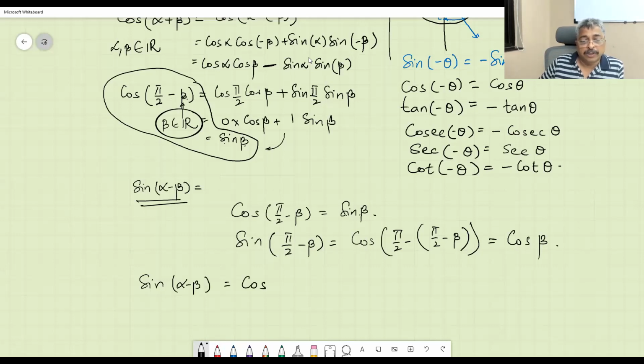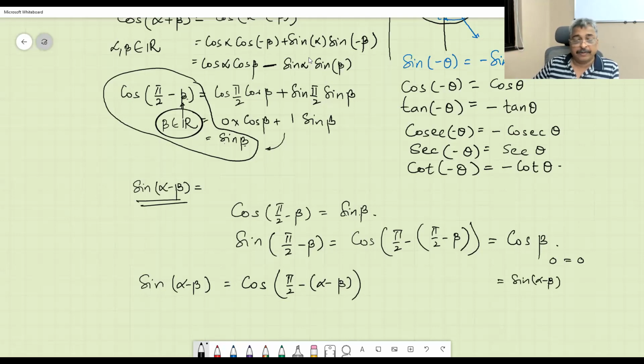Is equal to cos(pi/2 minus alpha minus beta). Now, one mistake that you will make is applying the cos formula directly to this, and then you will get 0 is equal to 0. I think somebody got 0 is equal to 0 because of that. Or sine(alpha minus beta) is equal to sine(alpha minus beta). You will get that once you apply cos(pi/2) cos(alpha minus beta) plus sine(pi/2) sine(alpha minus beta), you will end up getting sine(alpha minus beta), but that is not the idea. Therefore, we should not apply the formula directly like that.